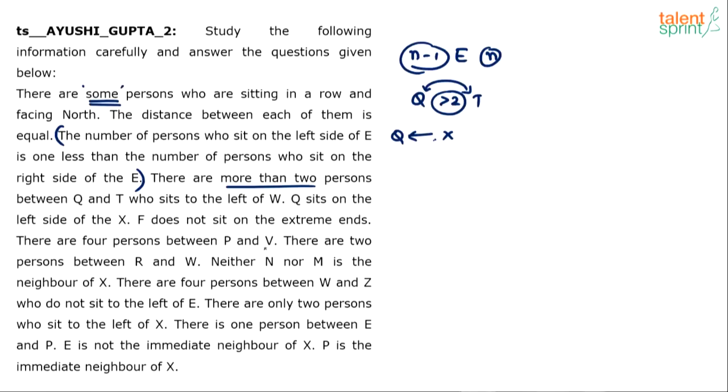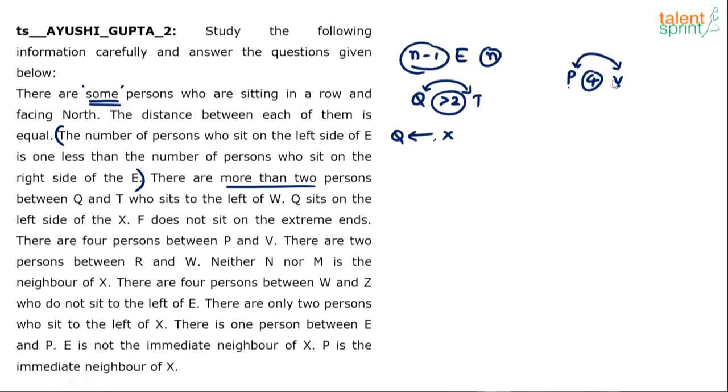There are 4 persons between P and V. What does it mean? Between P and V, we'll have 4 persons. So it will be P dash dash dash dash V or V dash dash dash dash P. Okay, meaning P and V can be swapped. Who exactly is on the left and who's on the right is not known.